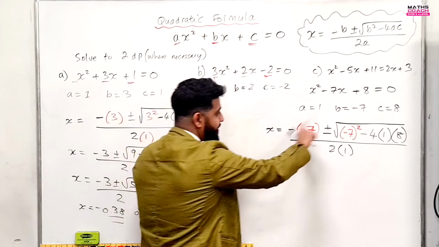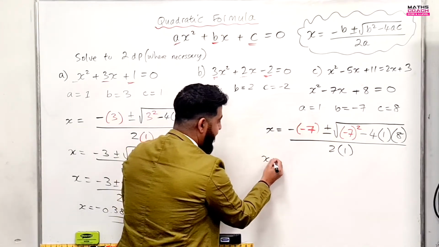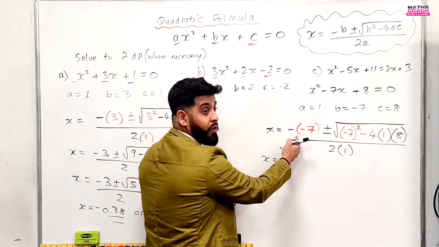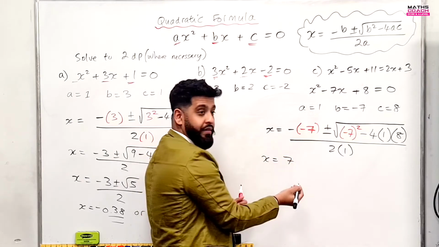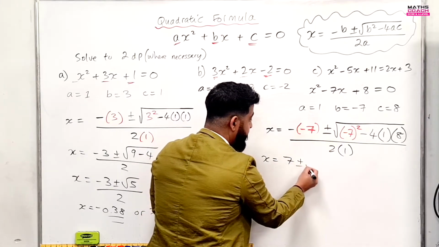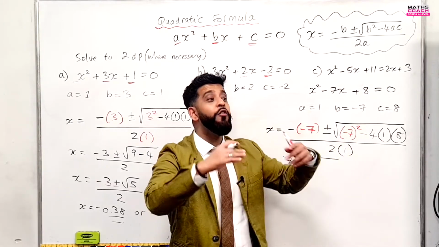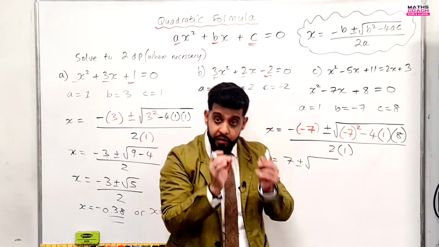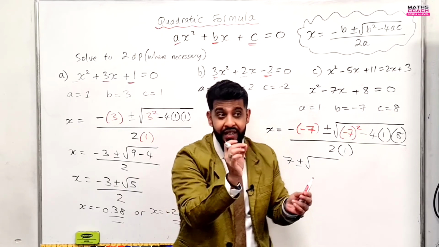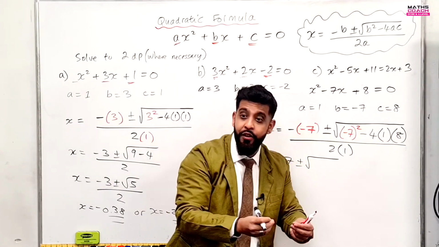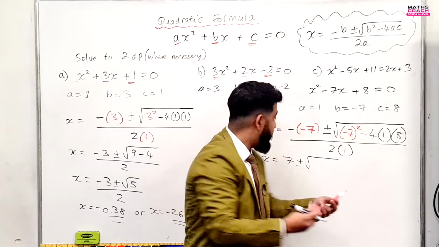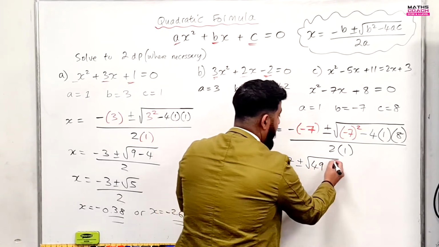Now, let's go and tidy up now, okay? So, x is equal to, what's this give us overall? A plus, a positive 7. And the plus and minus remains. Now, what's minus 7 squared? 49, okay? Often students write minus 49. That's a mistake. It's minus 7 times minus 7. So the negatives, they cancel. All right? So it's 49.